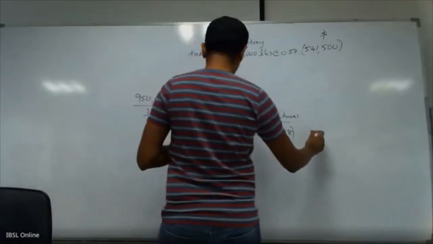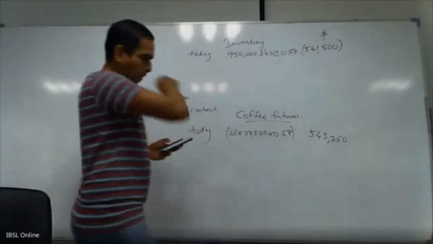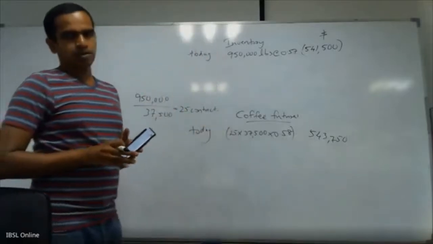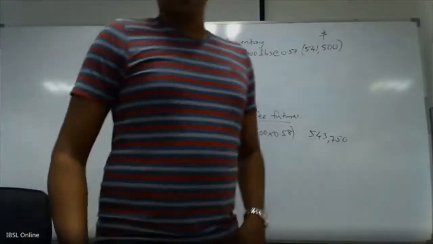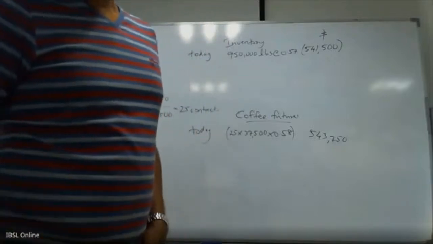Which is 543,750. Right. So selling a futures contract provides inventory protection. That's what they've done: they've gone short futures.